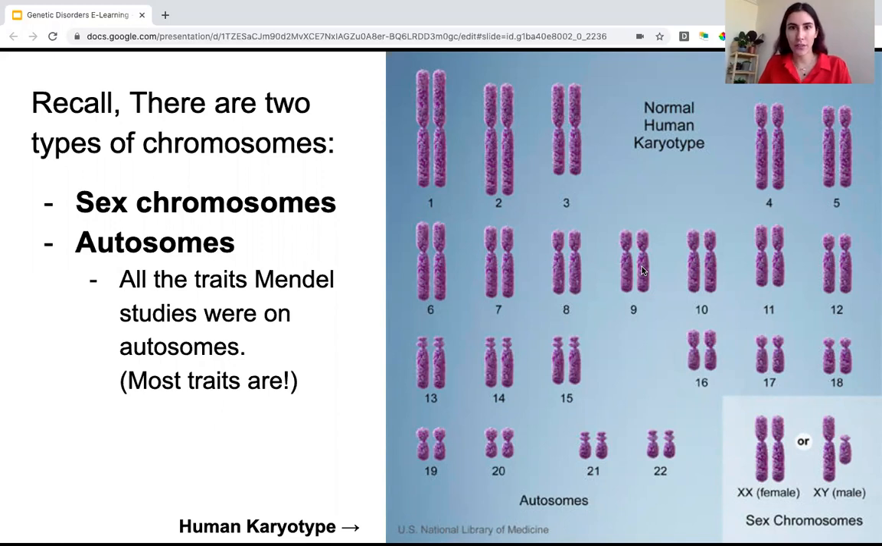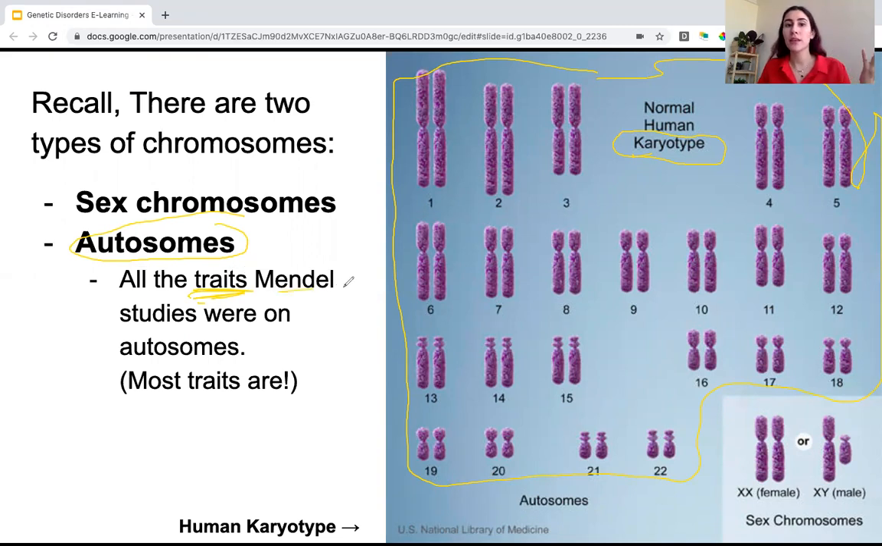Now, if we take a look here at this diagram, this is known as a karyotype. A karyotype is essentially a map of all the chromosomes that we have in the human body. The first 22 pairs, so all of these chromosomes, are known as autosomes, okay? So autosomes, remember, determine physical traits not related to sex.